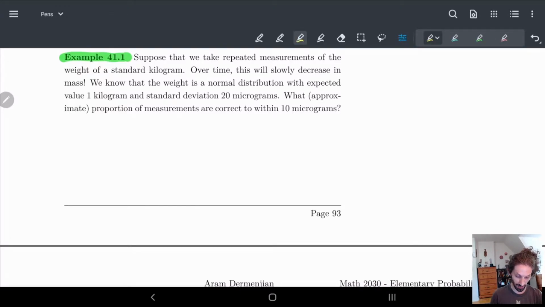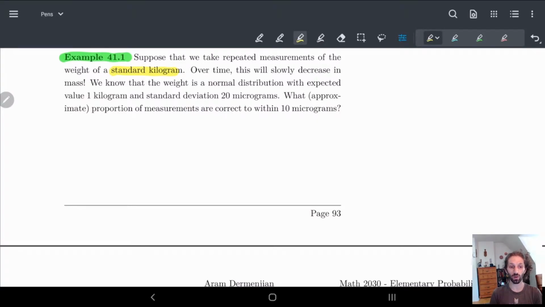Suppose that we take repeated measurements of the weight of a standard kilogram. For people who don't know, there's actually a block, I think it's technically in France, somewhere in Europe, that measures a kilogram. Anytime anything is measured as a kilogram, it's compared with this block to make sure that it's actually a kilogram. So there's an actual physical thing that it's measured with. Now the problem is over time, even though it's in a special case, things erode, right? There's space, things hit it, like molecules, air, etc. So it does eventually start losing some of its weight, so it slowly decreases in mass.